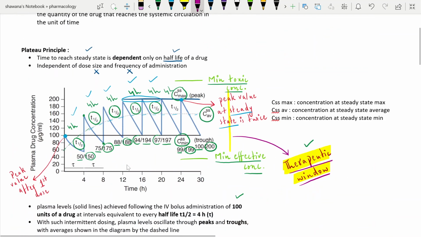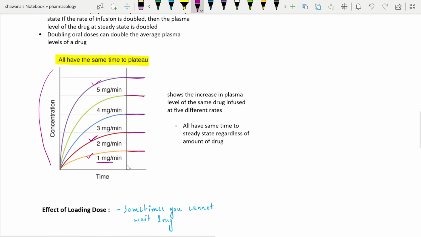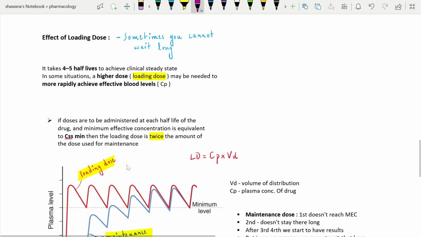In this diagram, we are maintaining the dose after each half-life, and it takes approximately 4 plus 4 plus 4. It takes a lot of hours, it takes a lot of time, but in case of emergency, can we wait that long? No, we cannot. We cannot wait that long to achieve the clinical steady state.